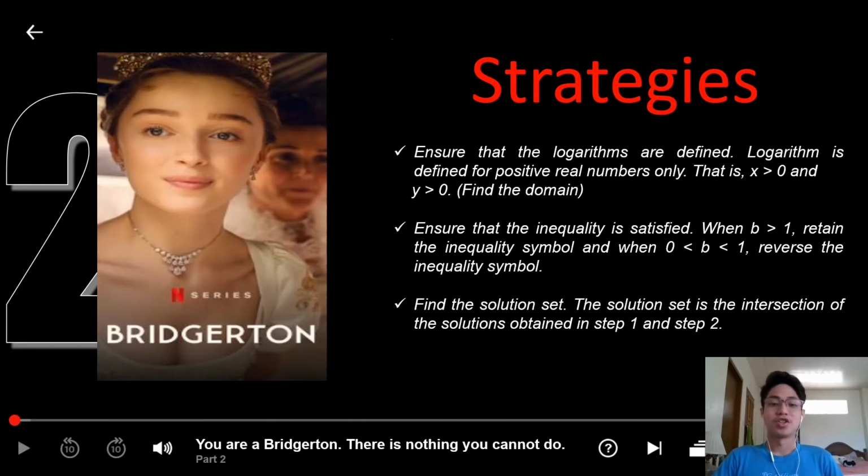Number 2. Ensure that the inequality is satisfied. When b is greater than 1, retain the inequality symbol, and when b is greater than 0 and less than 1, reverse the inequality symbol. And lastly, find the solution set. The solution set is the intersection of the solutions obtained in step 1 and step 2.